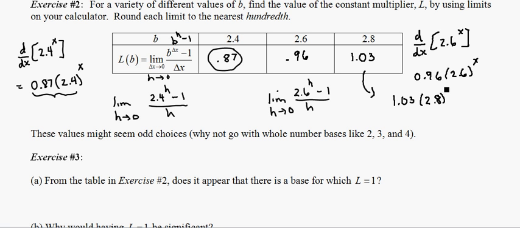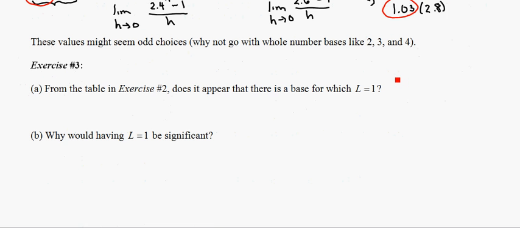So, I point out that these might seem like very, very strange choices. Why wouldn't I go with logical things like, I don't know, a base of 1/2 and a base of 2 and a base of 4, nice numbers? Well, if you notice, in each case, those limits that we came up with were numbers that were fairly close to 1: 0.87, 0.96, and 1.03.